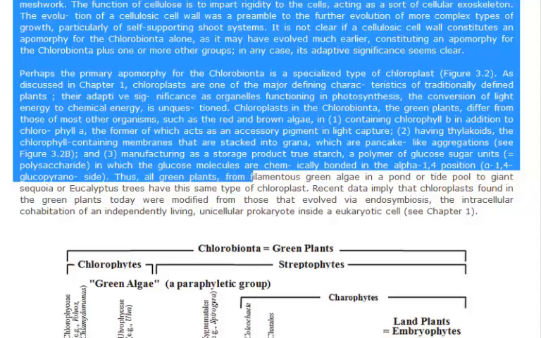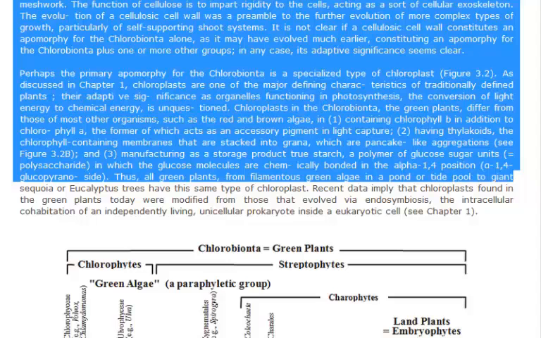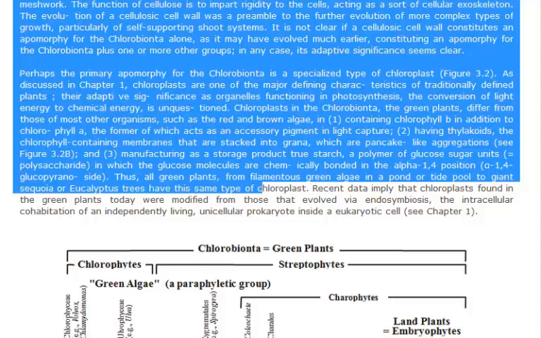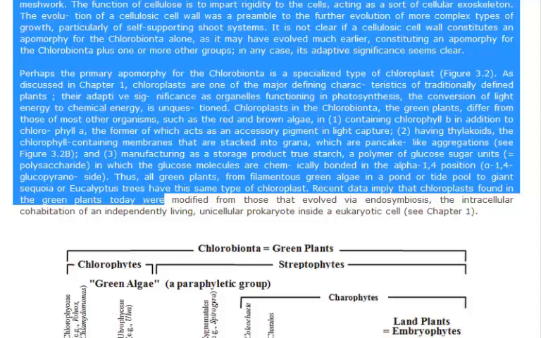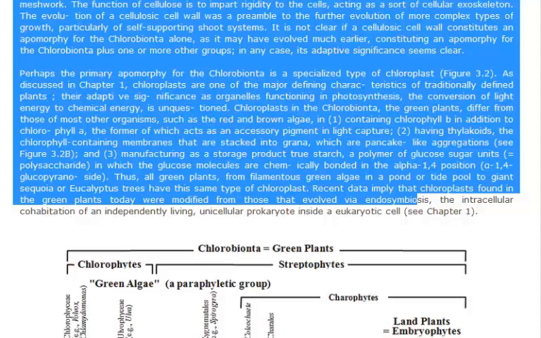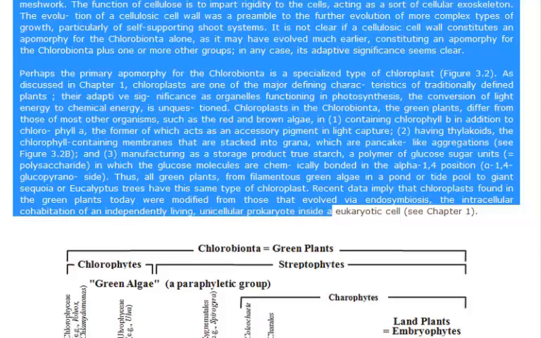Thus, all green plants, from filamentous green algae in a pond or tide pool to giant sequoia or eucalyptus trees, have this same type of chloroplast. Recent data imply that the chloroplasts found in green algae and plants today were modified from those that evolved via endosymbiosis, the intracellular cohabitation of an independently living unicellular prokaryote inside eukaryote cells.